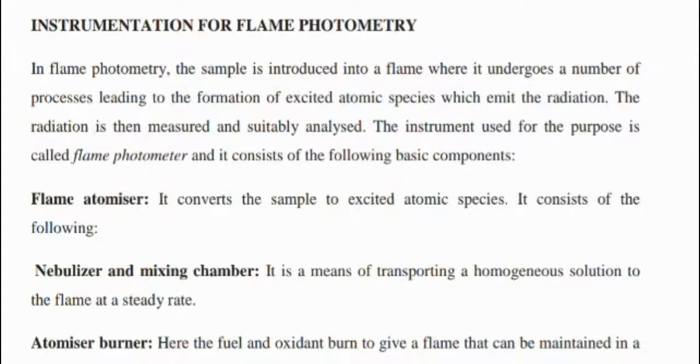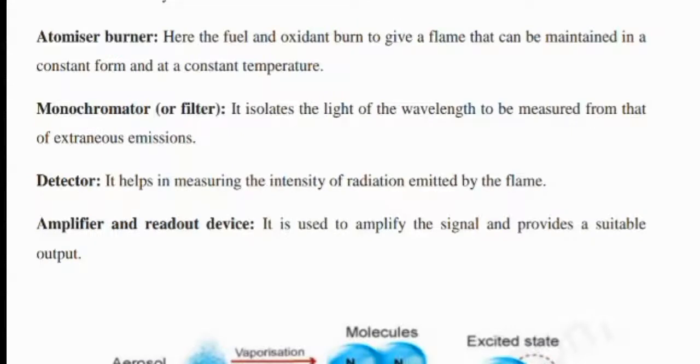First one is the flame atomizer. It converts the sample to excited atomic species. It consists of the nebulizer and mixing chamber, a means of transporting a homogeneous solution to the flame at a steady rate, and the atomizer burner, where the fuel and the oxidant burn to give a flame that can be maintained in a constant form and at a constant temperature.